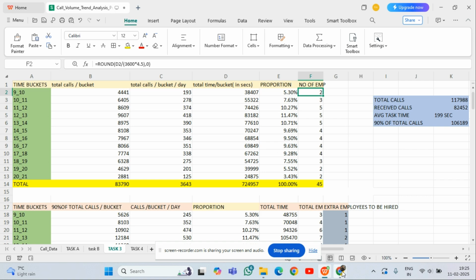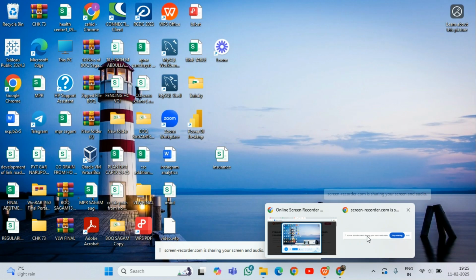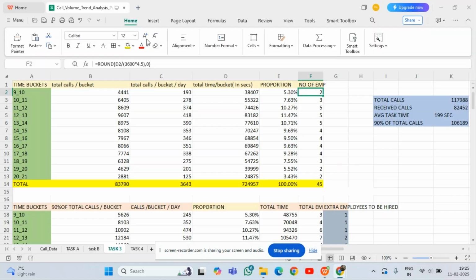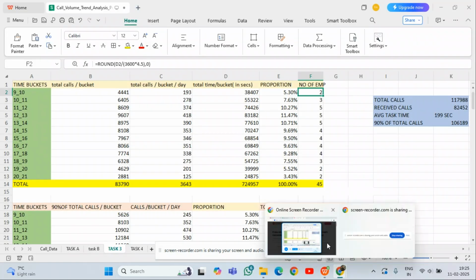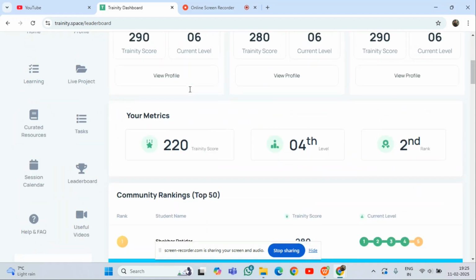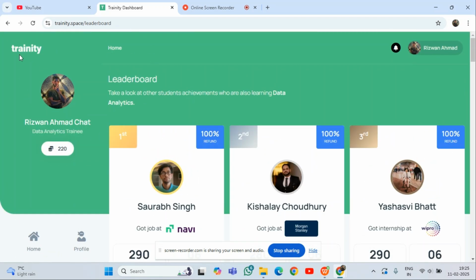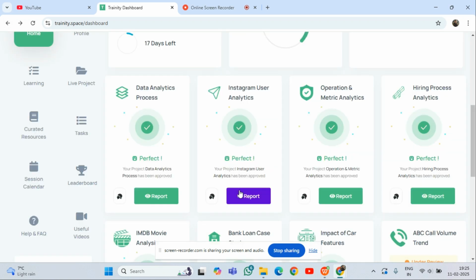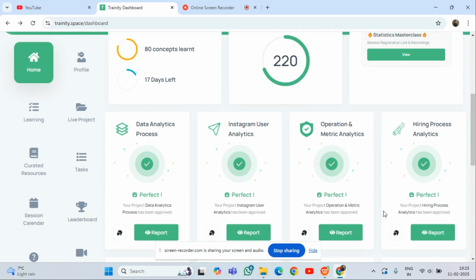Okay, I'll show you here in the Trainity portal. We'll go to the Trainity portal, and I'll show you there. One second, guys.